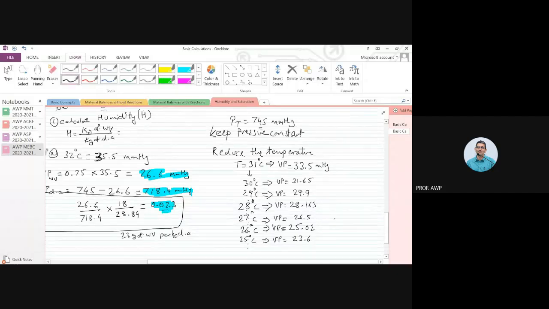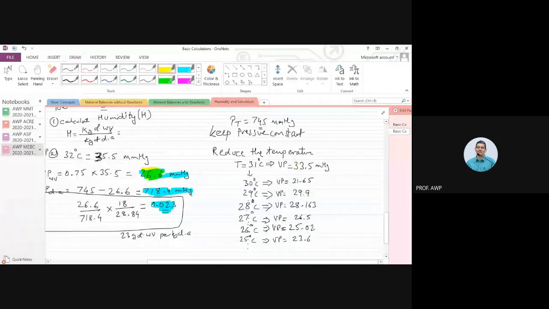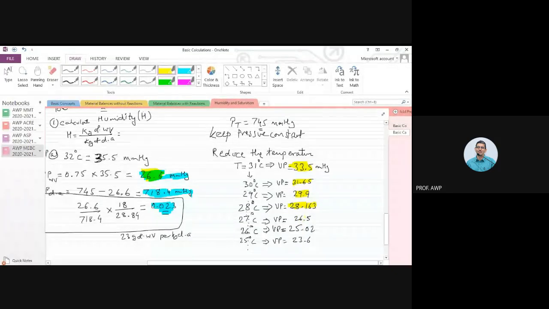Now, if I keep on reducing the temperature to 31, partial pressure is 26.6, but vapor pressure is 33.5. Partial pressure is less than vapor pressure, so no problem. Cool it further, vapor pressure reduces. Cool it further, vapor pressure reduces.